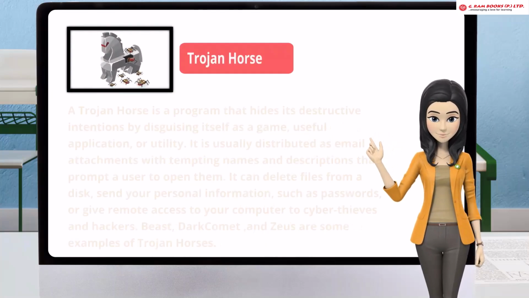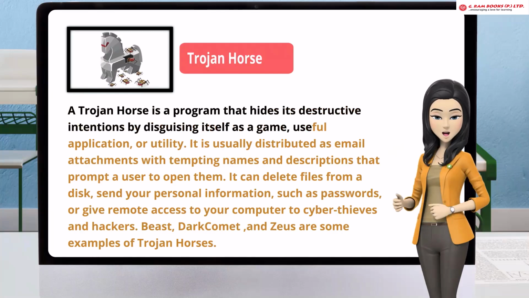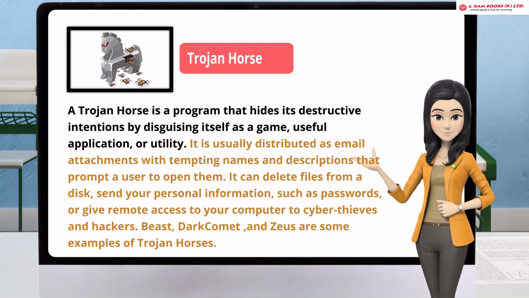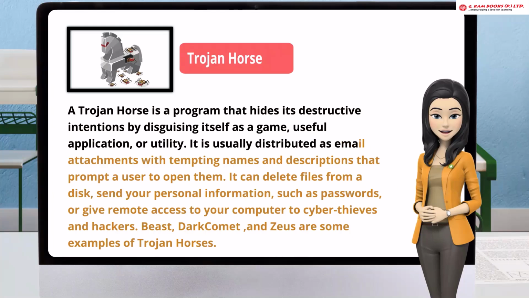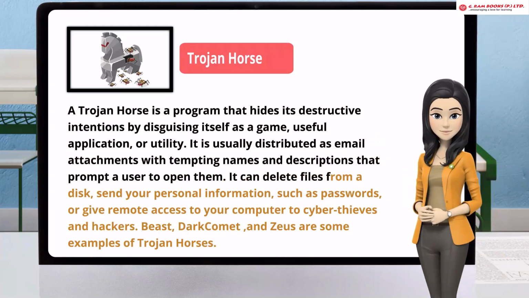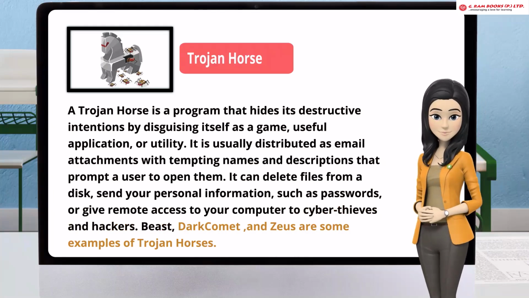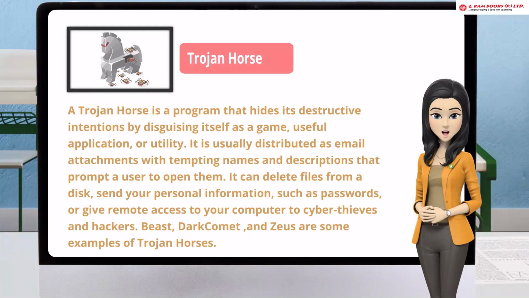Trojan horse. A Trojan horse is a program that hides its destructive intentions by disguising itself as a game, useful application, or utility. It is usually distributed as email attachments with tempting names and descriptions that prompt a user to open them. It can delete files from a disk, send your personal information, such as passwords, or give remote access to your computer to cyber thieves and hackers. Beast, Dark Comet, and Zeus are some examples of Trojan horses.